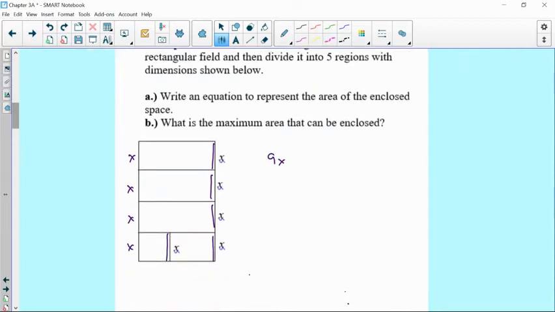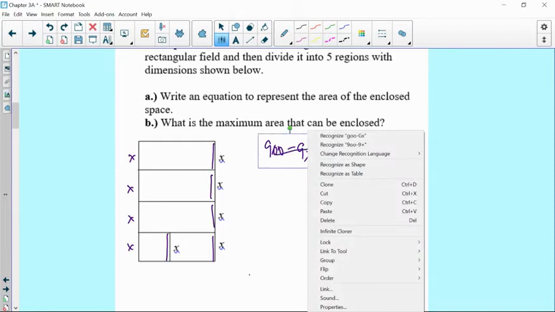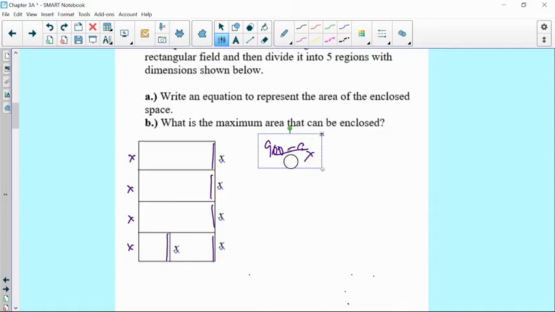So I need to take 900 minus 9x. Or I could think about it this way too. Why don't I do this? Oh my goodness, my pen is just malfunctioning.